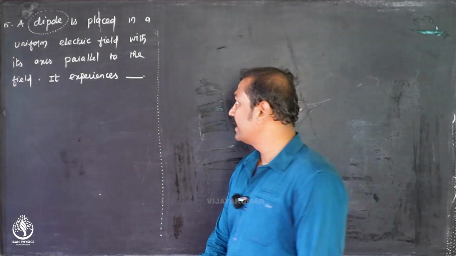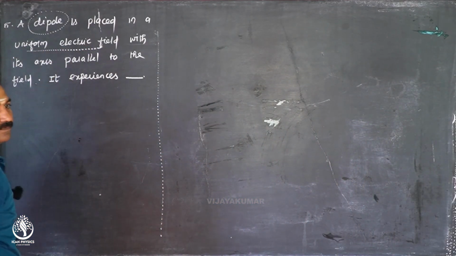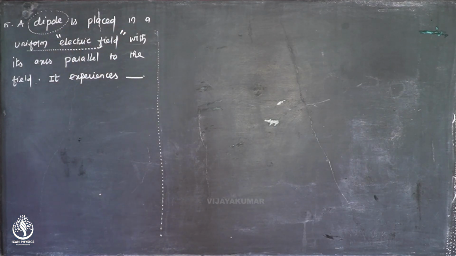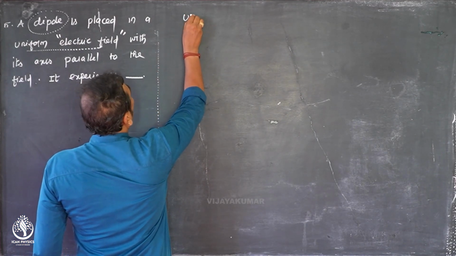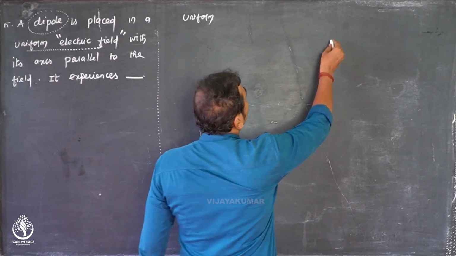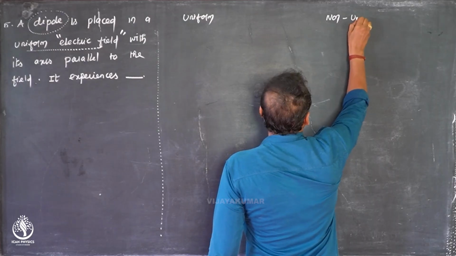Okay, right. So the next one is uniform electric field. In the previous questions we have studied electric field. Now we are adding one more word. What is a uniform electric field? Uniform, so automatically we can go for non-uniform.